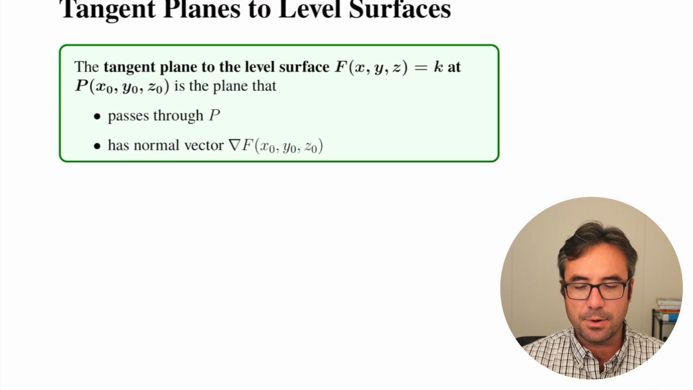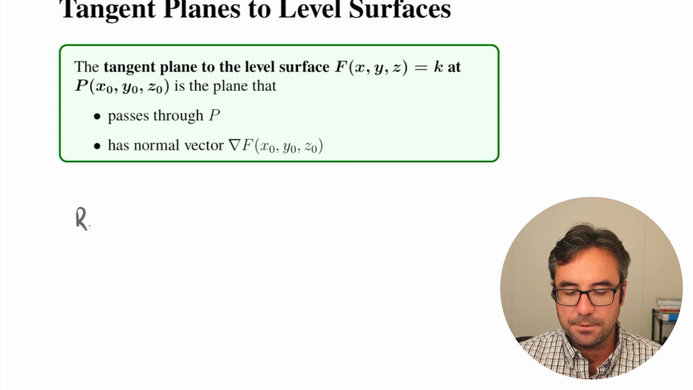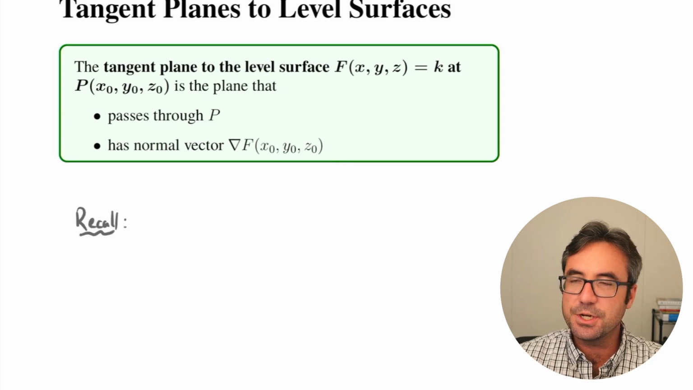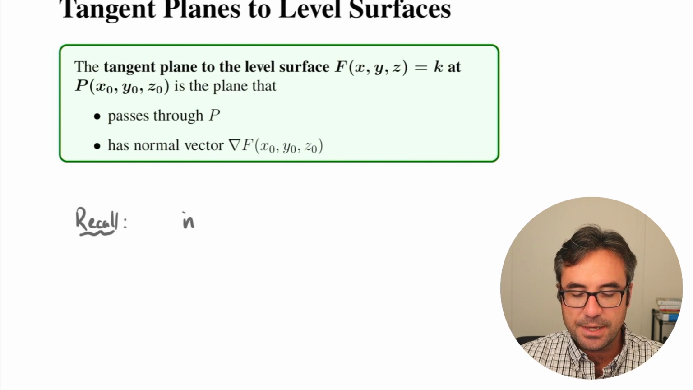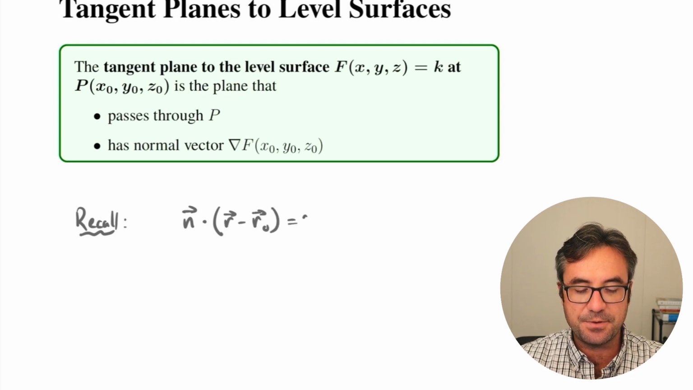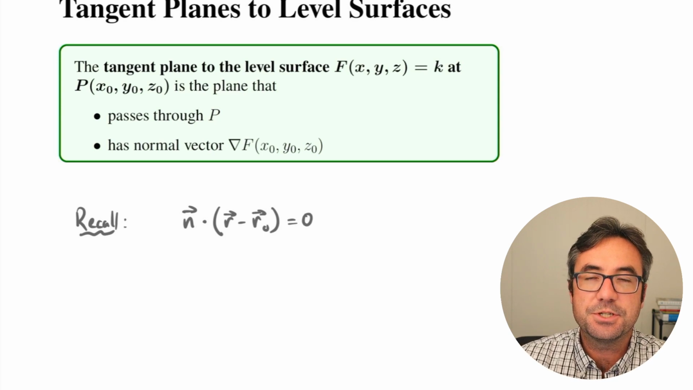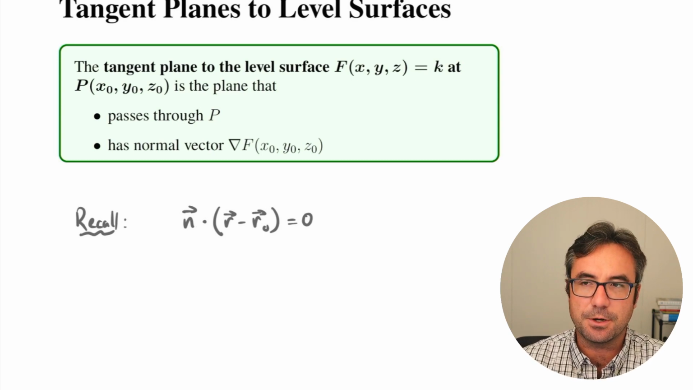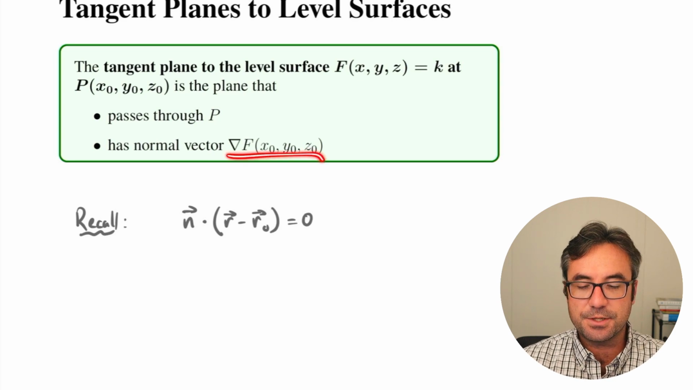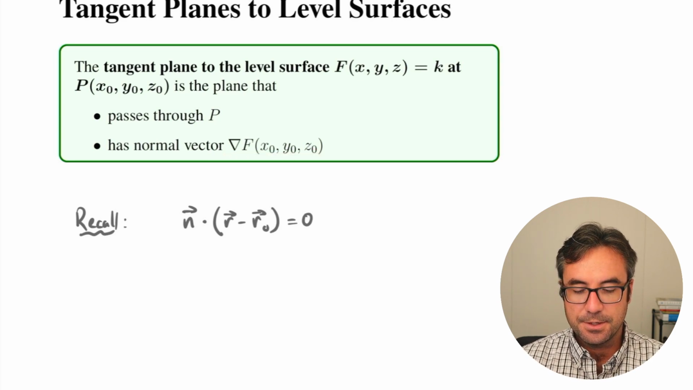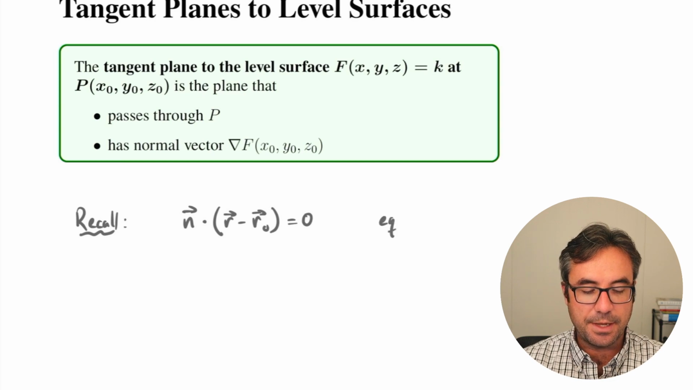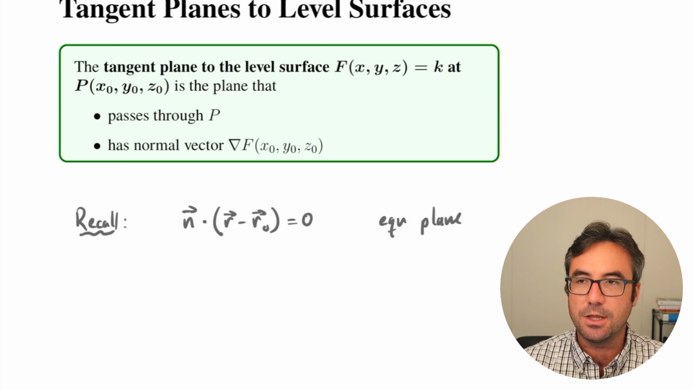So let's recall, what is the equation of a plane? Well, in general, it's the normal vector dot product with our general position vector minus the specific position vector of our point. So we call that r0, and we set this equal to 0. So what the tangent plane is, the normal vector is the gradient. This is just the general equation for a plane. This is what we've been looking at all along here.